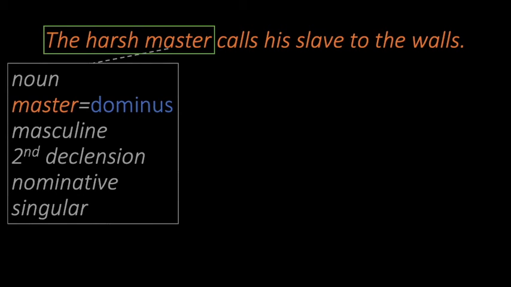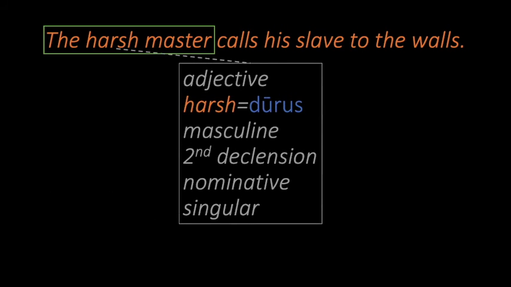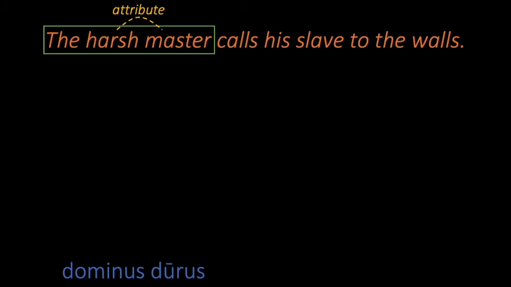Our last exercise will be an English to Latin translation. The harsh master calls his slave to the walls. The first phrase is the harsh master. Master is the subject of this sentence. The Latin base word for master is dominus. We will keep it in the nominative singular. Harsh is an adjective, expressing an attribute of master. The Latin base meaning harsh is durus, and we will keep it in the nominative singular to agree with dominus. That gives us dominus durus for the phrase.